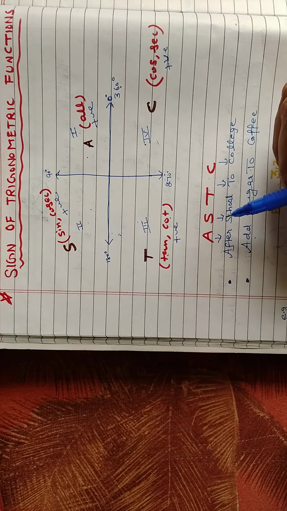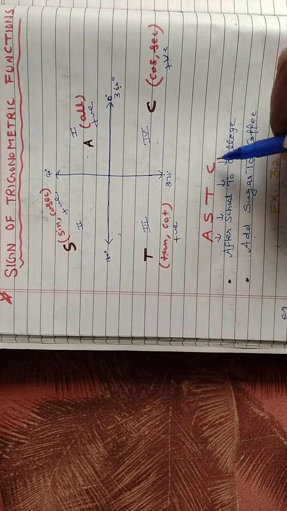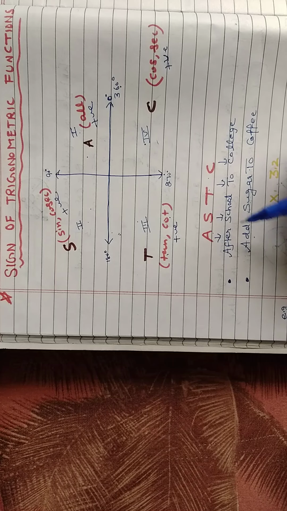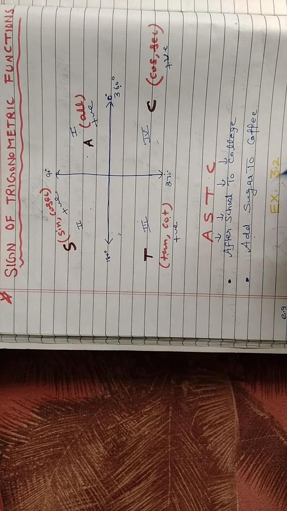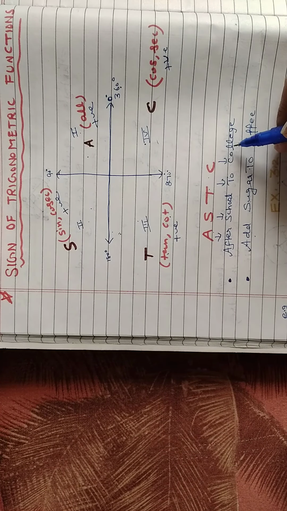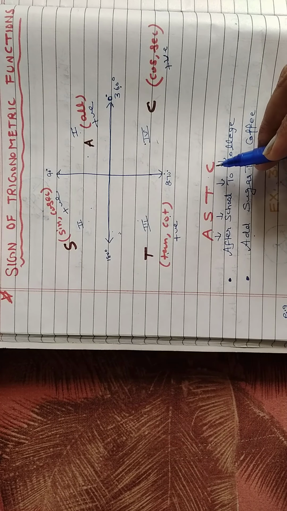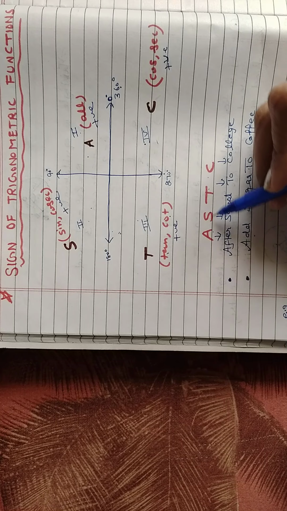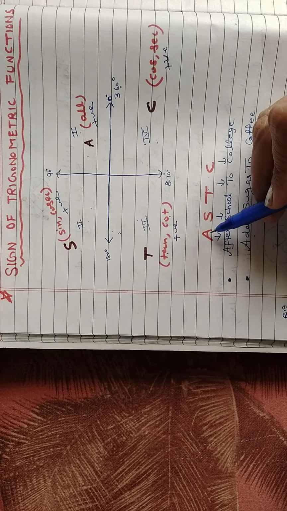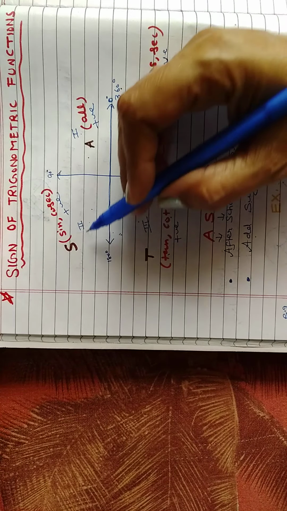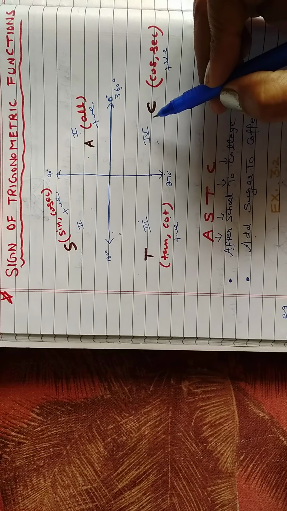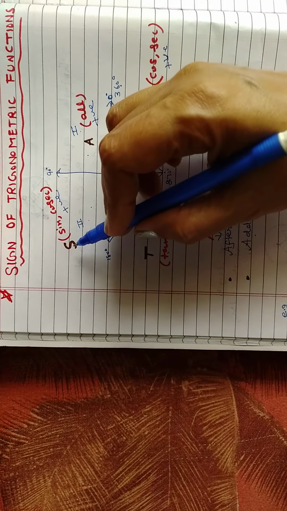For this you have to remember one code, ASTC. You may remember it by decoding it as "after school to college", or "add sugar to coffee". Now ASTC: in the first quadrant you will put A, in the second S, in the third T and in the fourth C.